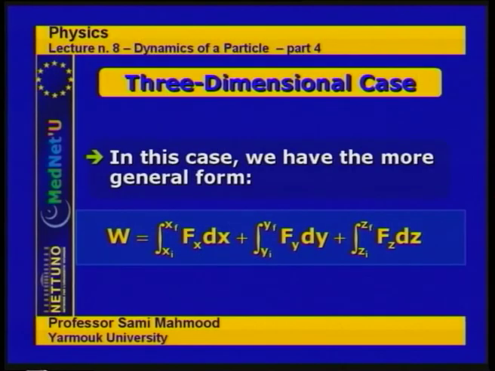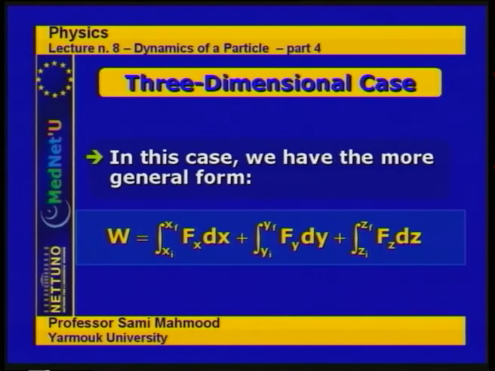The dot product would give you the sum of the products of the similar components of the two vectors that have been multiplied through the dot product. So in this case, if we have a three-dimensional force and the object is moving in three-dimensional space in general, we will have the general formula.